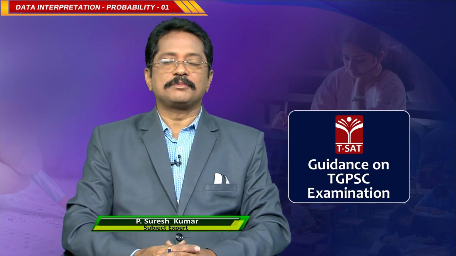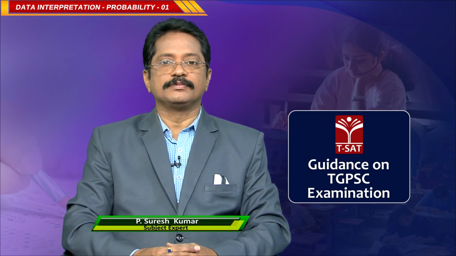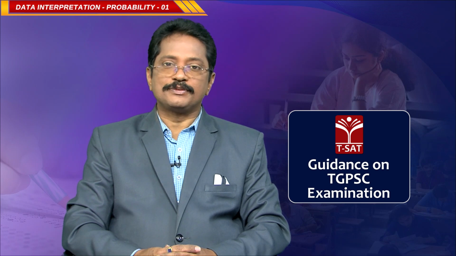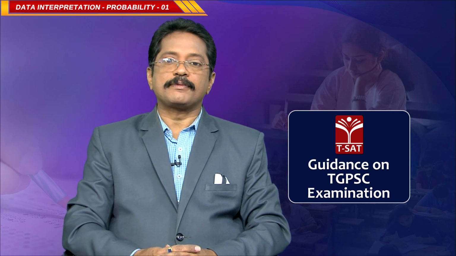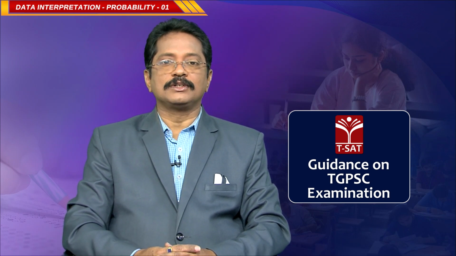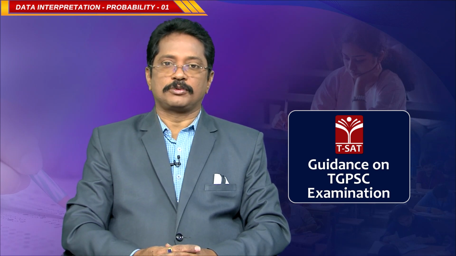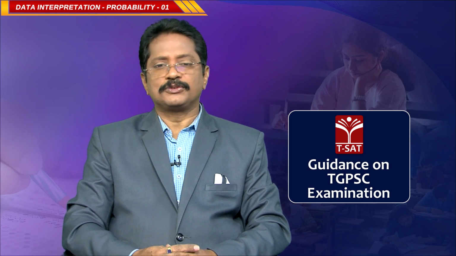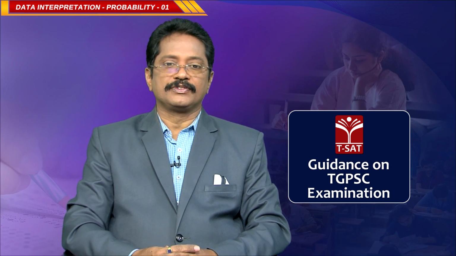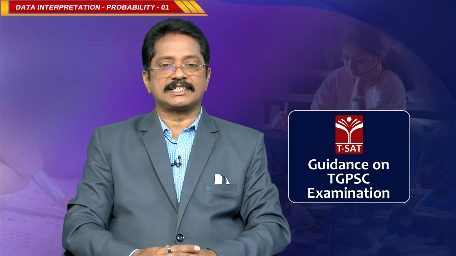In the main examination, we have 6 papers. Each paper carries 150 marks. In paper 5, you have Science and Technology and Data Interpretation problem solving. Every paper of course has 3 sections. In this paper 5, you have 3 sections, that is section 1, section 2.